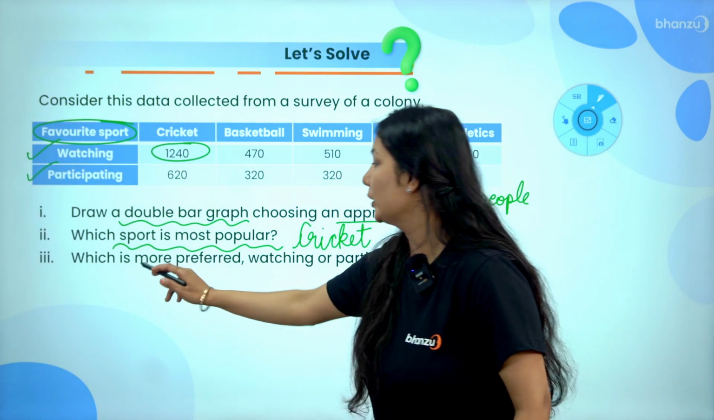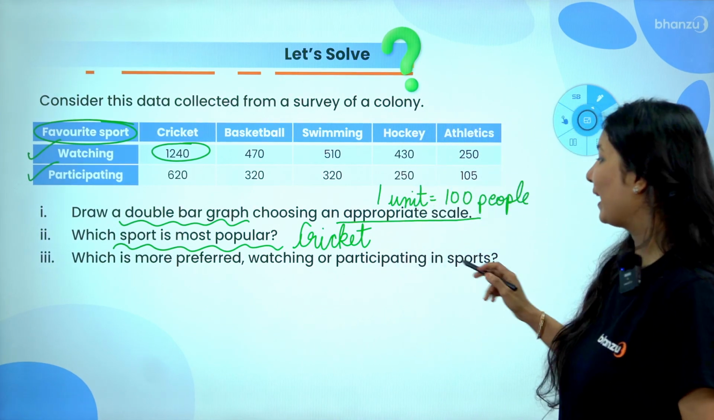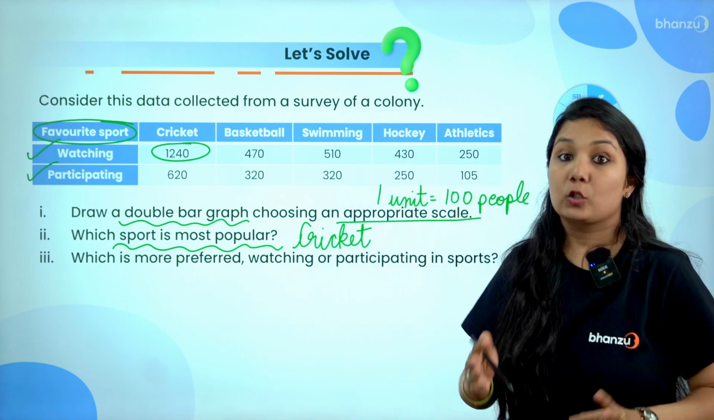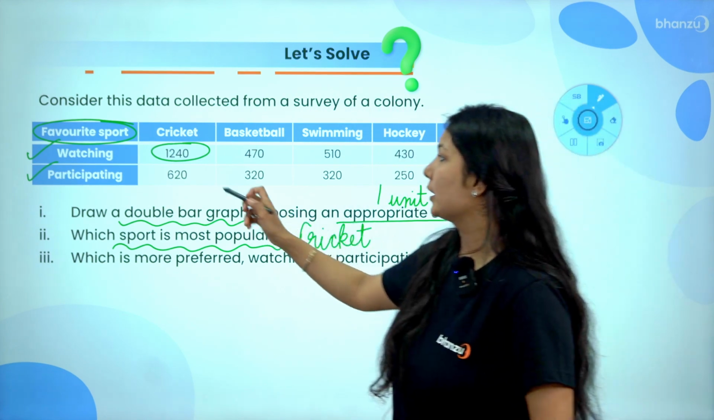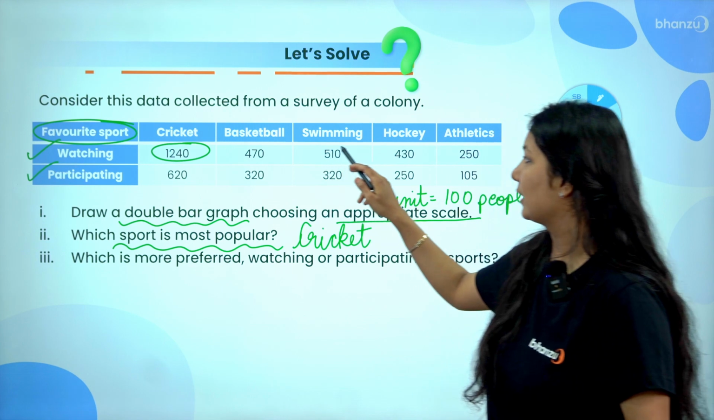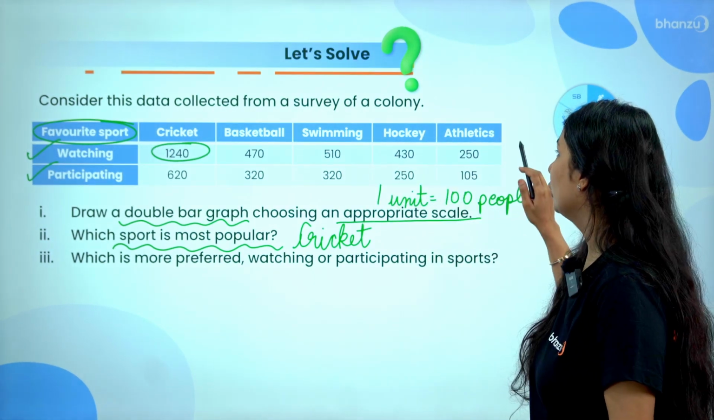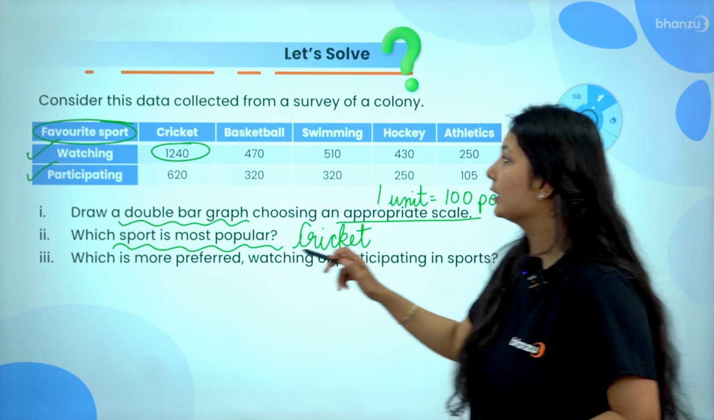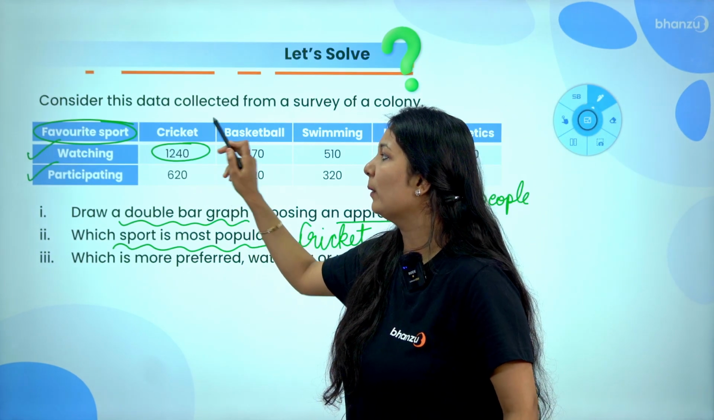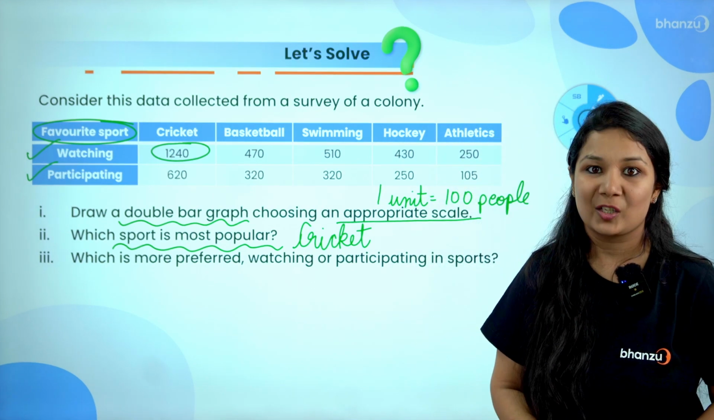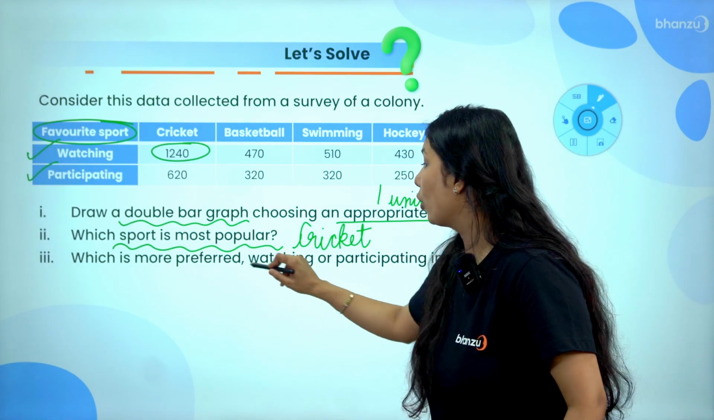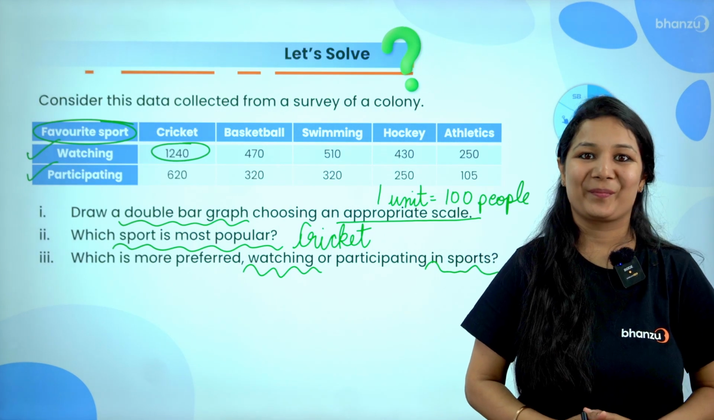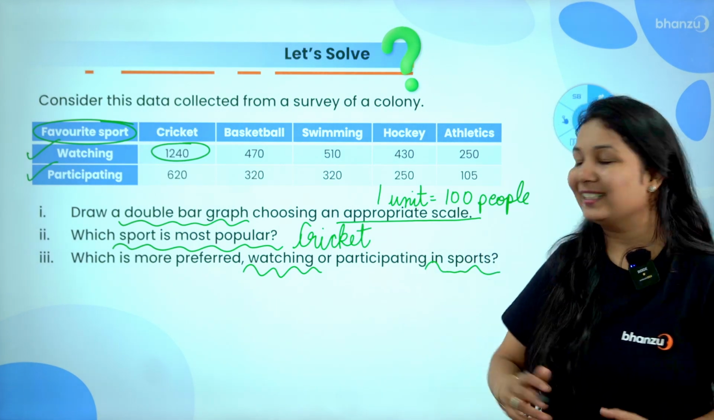And the last question is, which is more preferred, watching or participating in sports? So we have two different categories, right? So let's see the numbers. In watching we have 1240, 470, 510, 430, 250. But if I compare for every sport, you can see the number of people watching are more than the number of people participating. So that means watching is more preferred in sports than participating. So we have answered the last two questions.